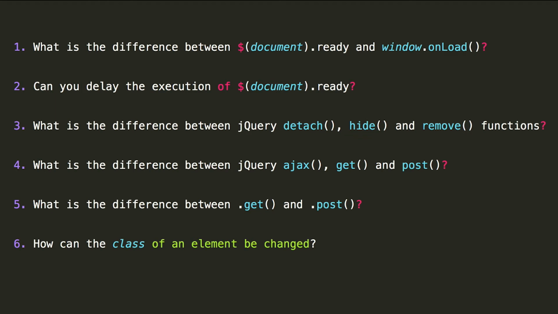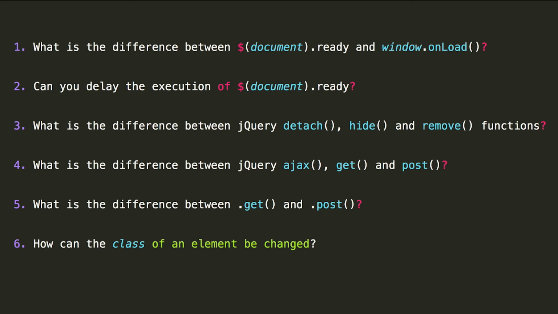Number 3, what is the difference between jQuery's detach, hide, and remove functions? Well, let's take them one at a time. The hide function sets the element's CSS display property to none. So it's still there, but you just can't see it. The remove function actually removes it from the DOM, so it's no longer there at all.